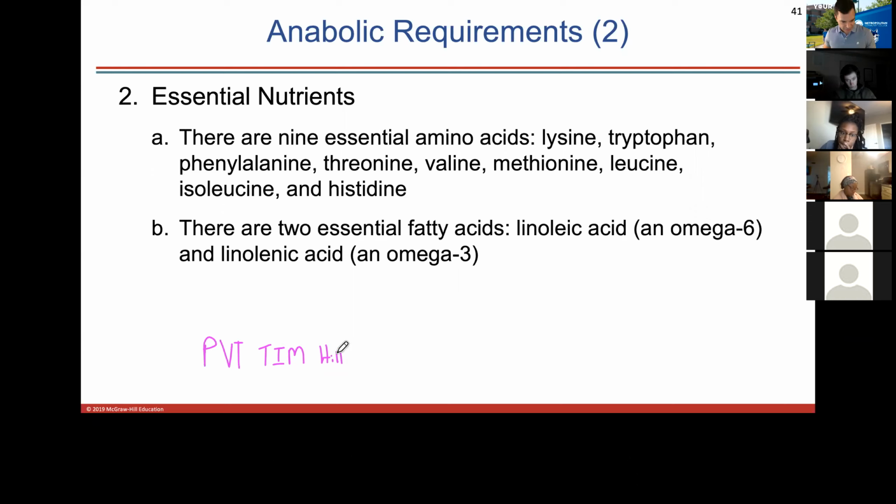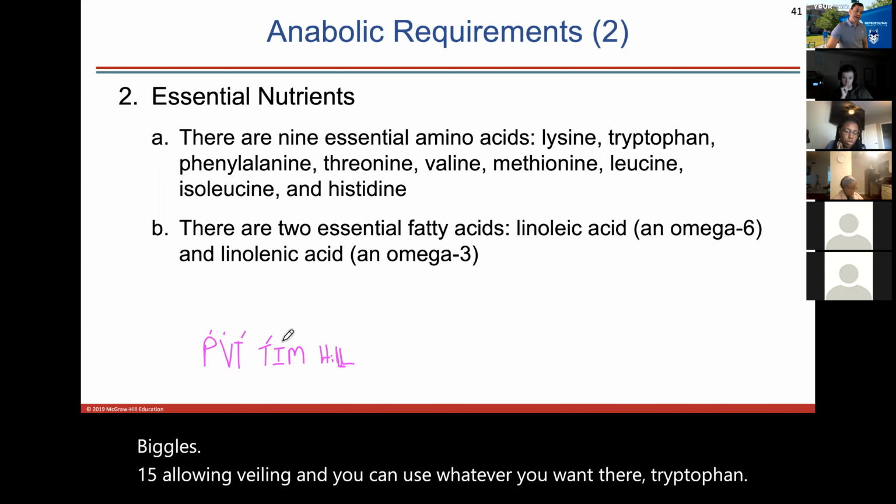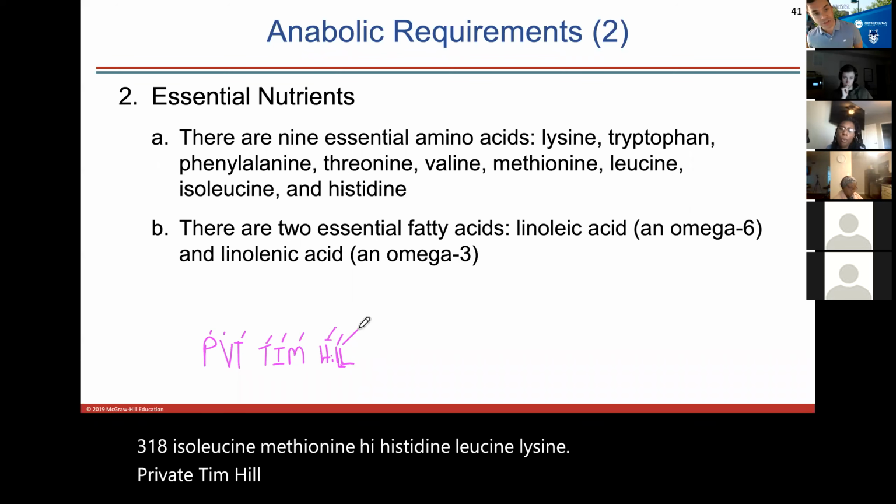Private Tim Hill. I'll make these big L's. Okay. Phenylalanine, valine, and you can use whatever you want there. Tryptophan. Threonine, isoleucine, methionine, HI is histidine, leucine, lysine. Private Tim Hill. Those are your essential amino acids.